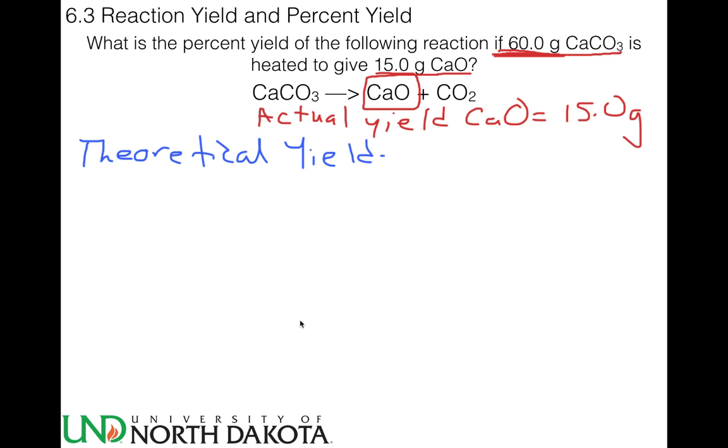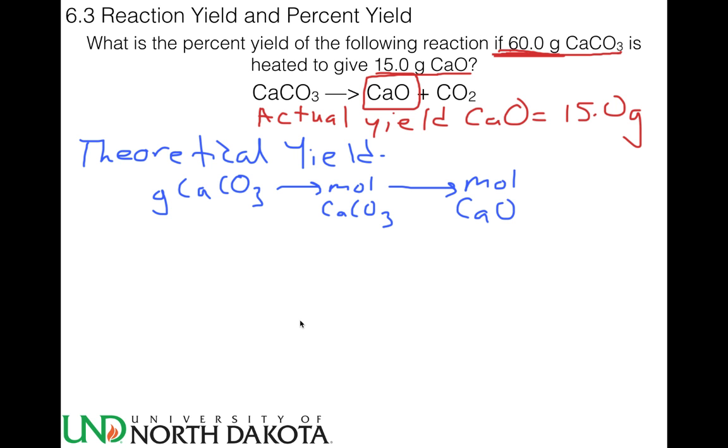We'll start with those 60 grams of calcium carbonate, and here are our steps. We're going from grams of CaCO3 to moles of CaCO3, and the conversion factor there will be 1 over the molar mass of calcium carbonate. Then going from moles of calcium carbonate, we will convert that to moles of our product, calcium oxide, using the mole ratio. And finally, to get the mass of calcium oxide produced, we will convert from moles to grams of calcium oxide using the molar mass.